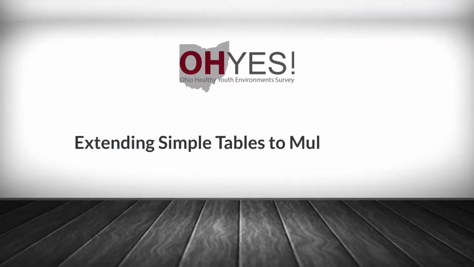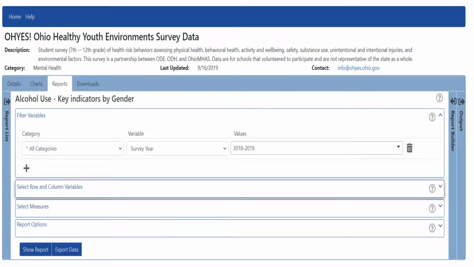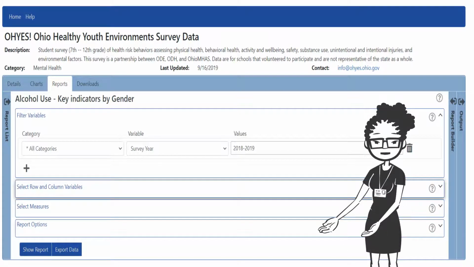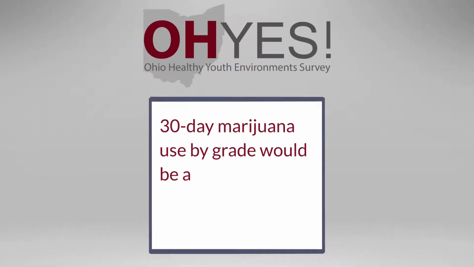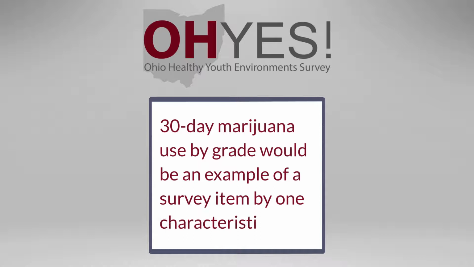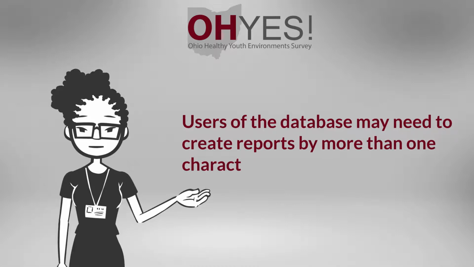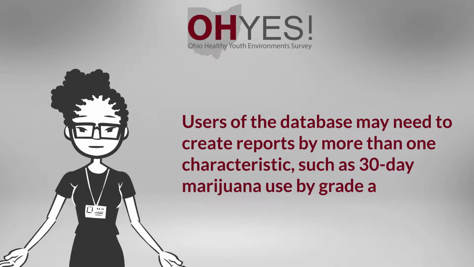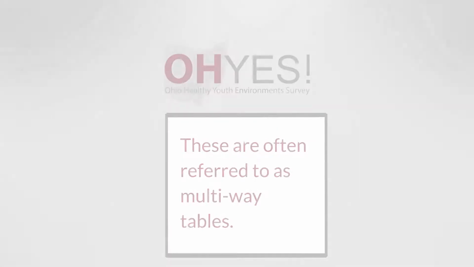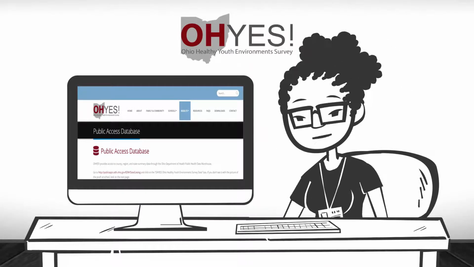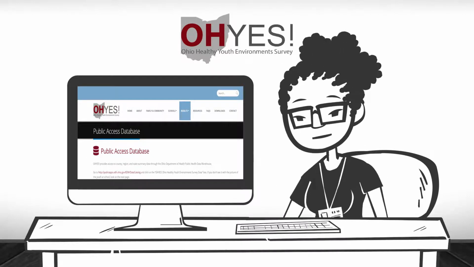Extending simple tables to multi-way tables. The OHYES Public Access Database is primarily designed to provide survey item response counts and percentages by only one characteristic. 30-day marijuana use by grade would be an example of a survey item by one characteristic. However, users of the database may need to create reports by more than one characteristic, such as 30-day marijuana use by grade and gender. These are often referred to as multi-way tables. There is not a way to directly run multi-way tables in the public access database, but we can obtain the same information for a multi-way table with a little bit of work.